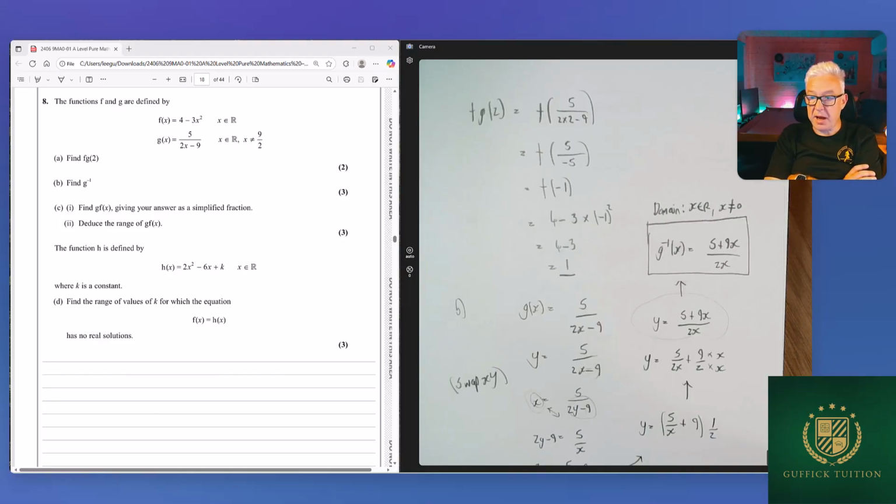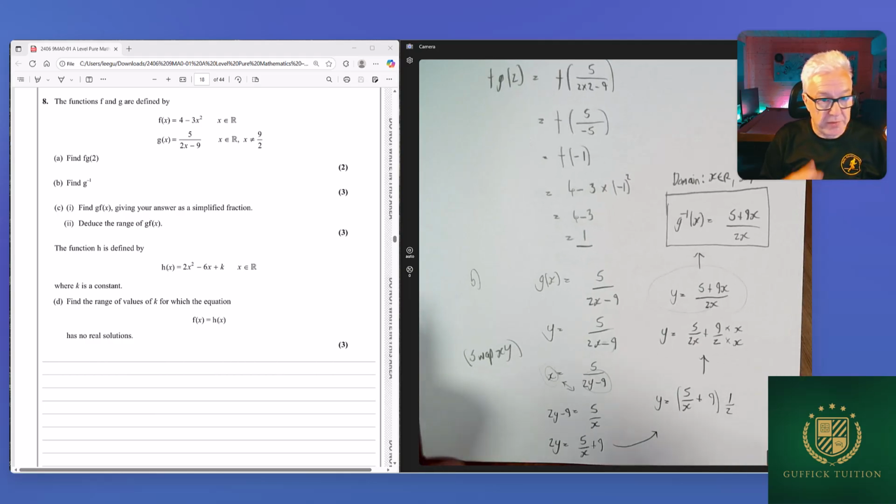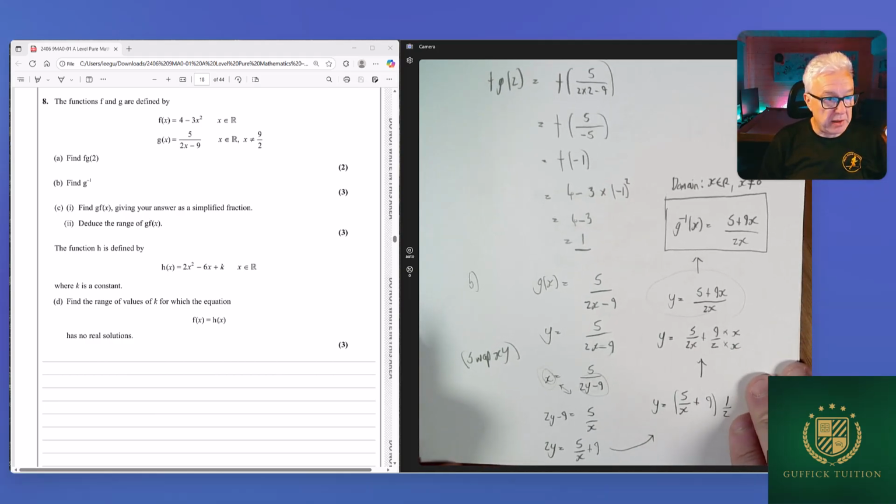And here our domain is going to be x, a member of the set of all real numbers, but we need to exclude x equals 0 from the domain, because if x equals 0 was in the domain, the function is going to be undefined. So we'd get math error on our calculator. So we need to exclude 0 from that one. Okay, that's part B done. We found the inverse. So we're 5 marks in. Now let's see what's next.